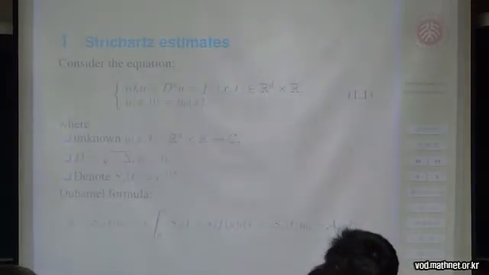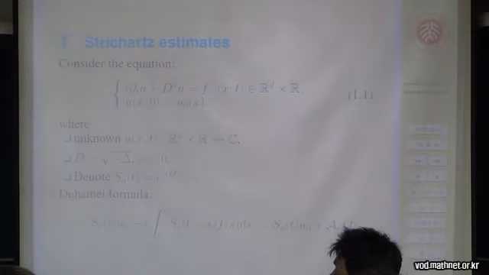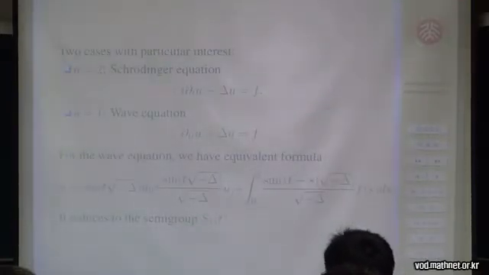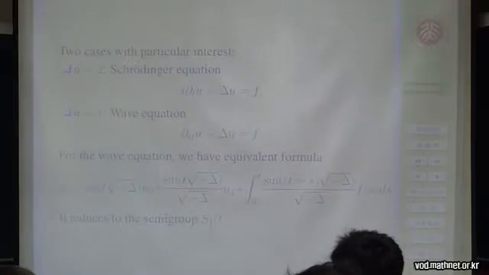So consider the Schrödinger type equations. Here D is the square root of minus Laplacian, and a is bigger than 0. This is a very typical dispersive equation, including the Schrödinger equation and the wave equation. The wave equation corresponds to a equal to 1, and the Schrödinger corresponds to a equal to 2.